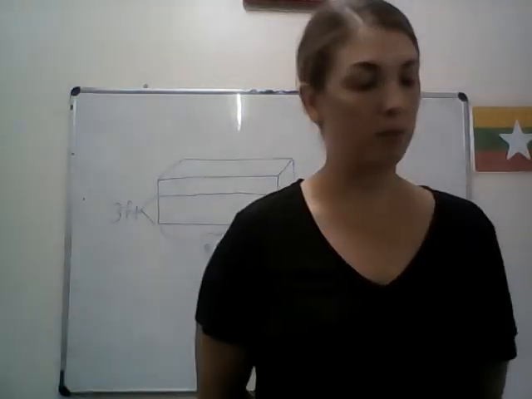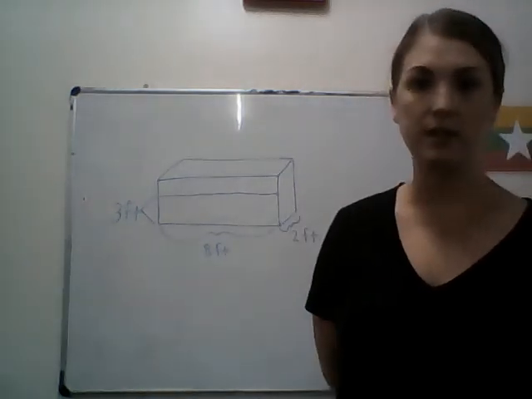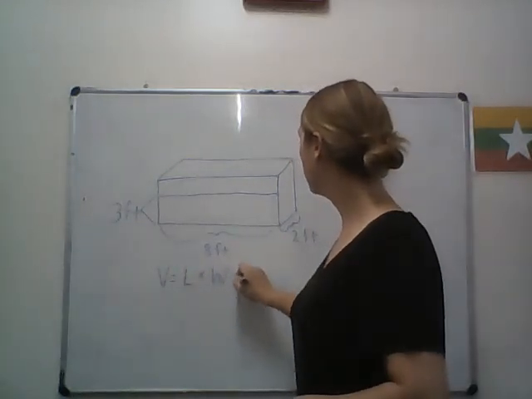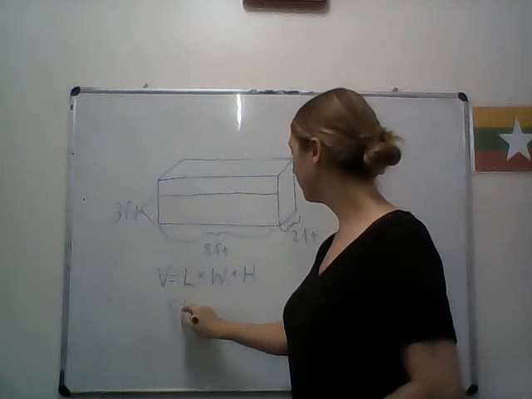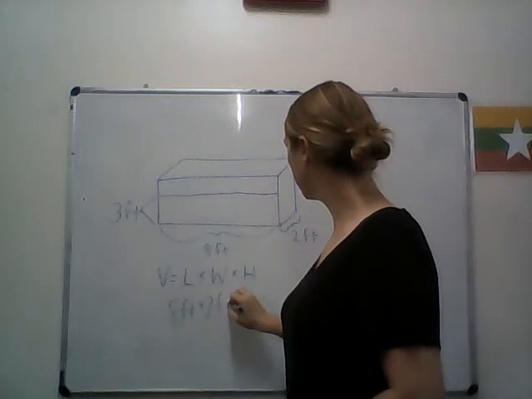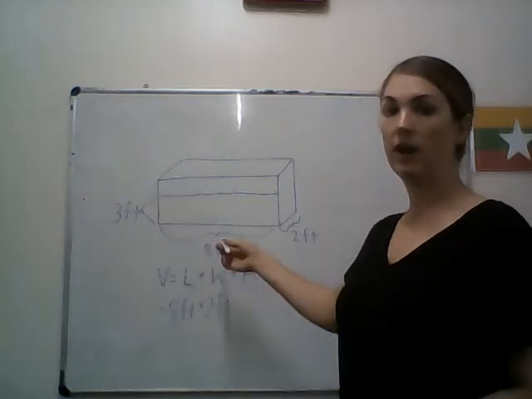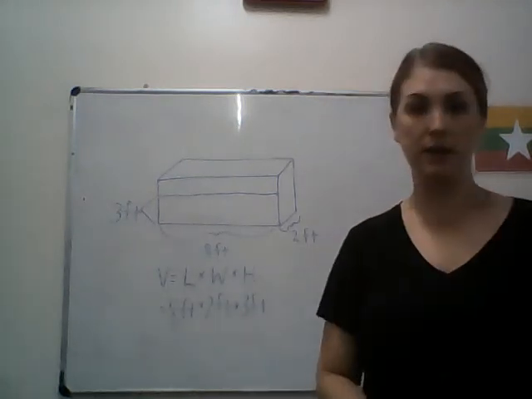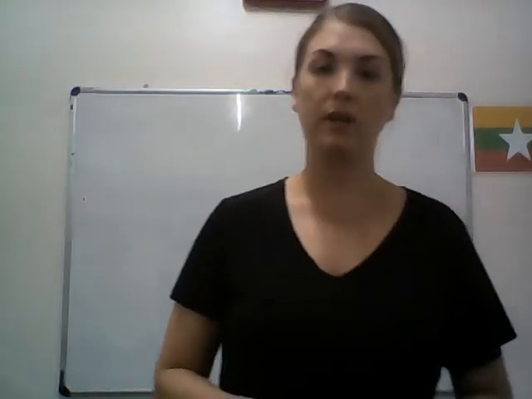Now, this problem wants us to give the volume of the soil, not the volume of the planter. So let's see if we can do that. We know volume equals length times width times height. So we have the length of 8 feet. We have the width of 2 feet. And we have the height of the soil, not the height of the container, the height of the soil, which is 3 feet. Okay, now pause me and solve this. Okay, for that one you should have gotten 48 feet cubed.